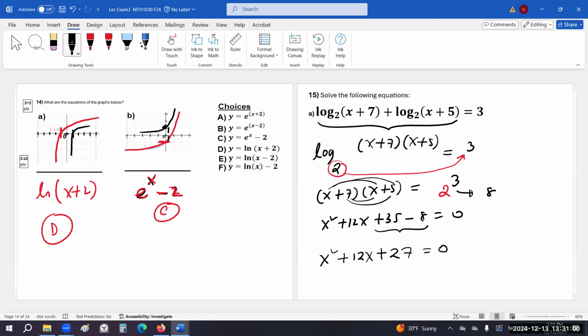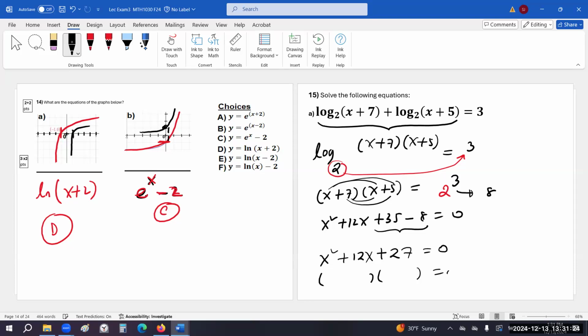A few of you got x squared minus 12x plus 27, which was wrong. How do you get minus? I have no idea. So don't create anything, okay? Whatever you have, be observant, be careful. It's hard, but still try to be careful.